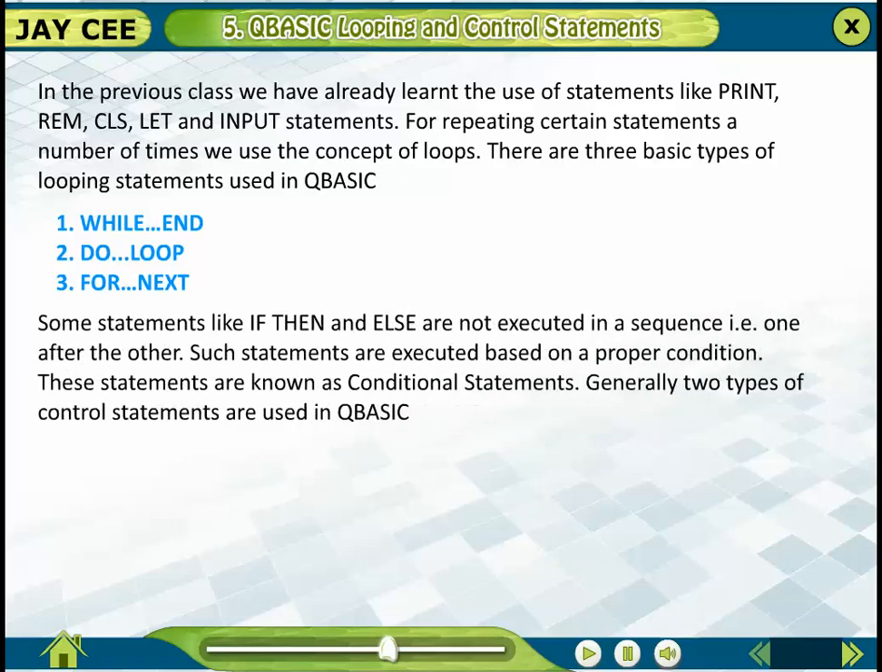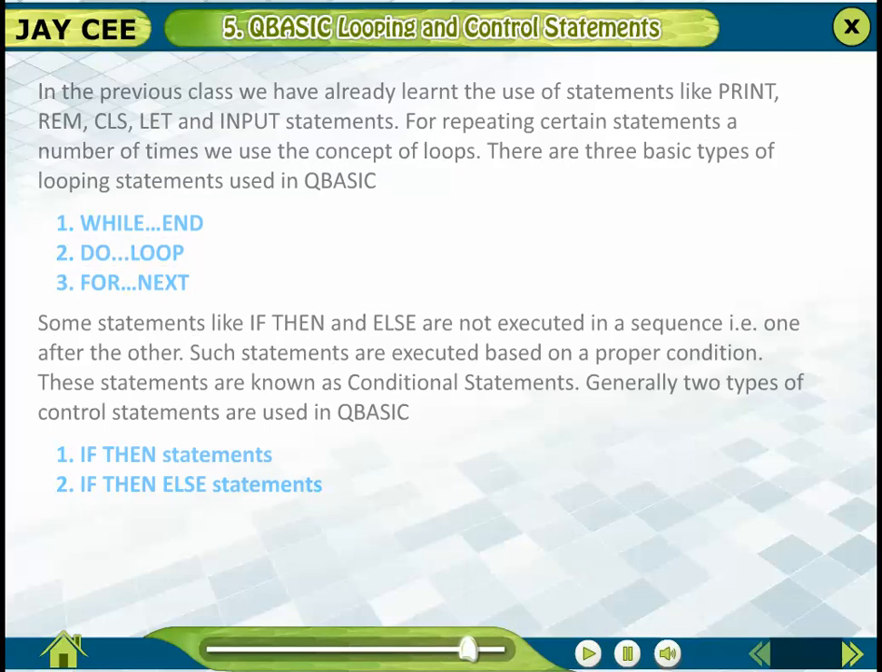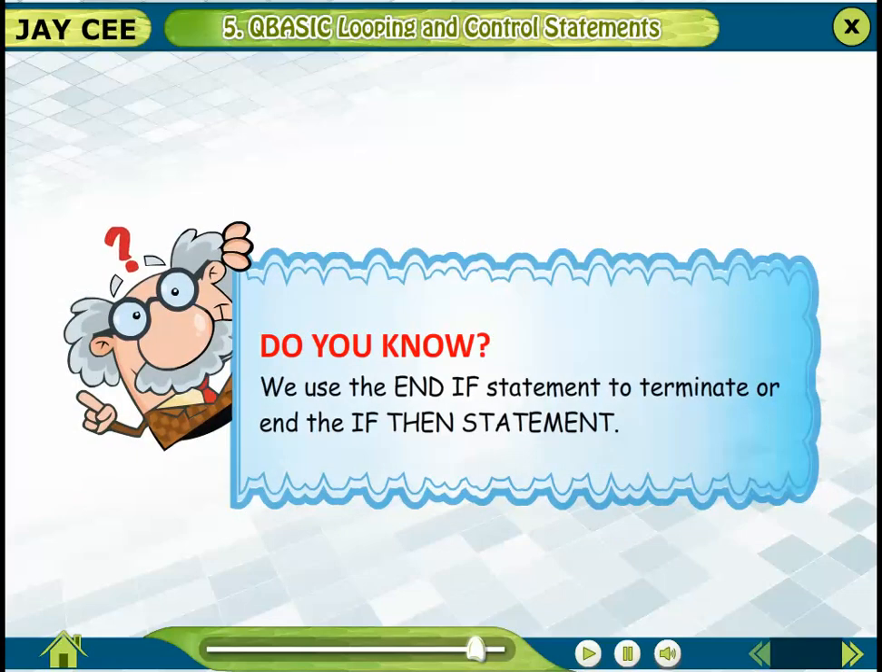Some statements like if-then and else are not executed in a sequence, that is, one after the other. Such statements are executed based on proper condition. These statements are known as conditional statements. Generally, two types of control statements are used in QBASIC: if-then statements, if-then-else statements. Do you know we use the end-if statement to terminate or end the if-then statement?